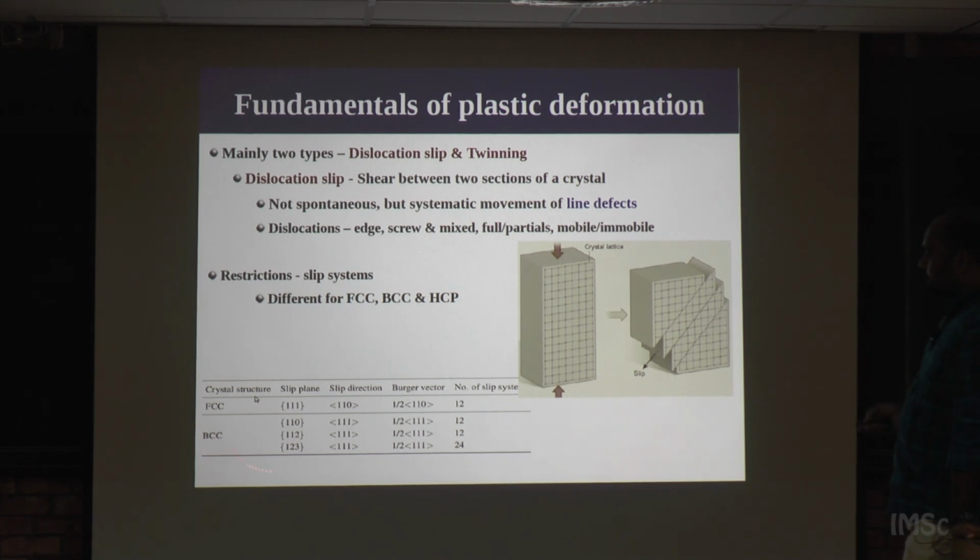There are 12 such systems in a unit cell of FCC, and similarly in BCC there are 3 different planes, all with the same slip directions, and in total there are 48 slip systems in BCC.